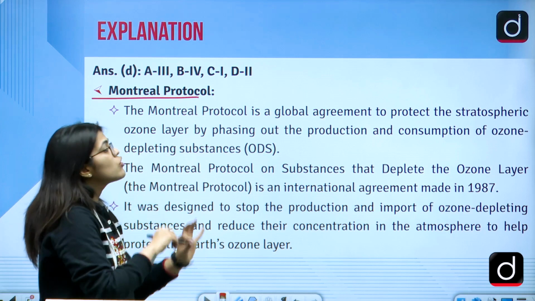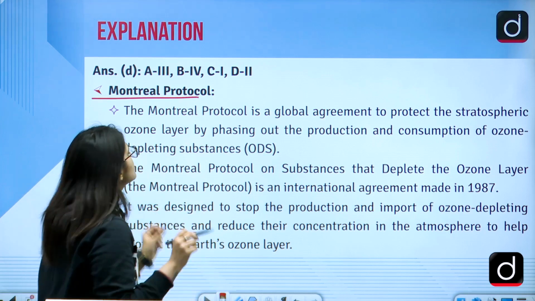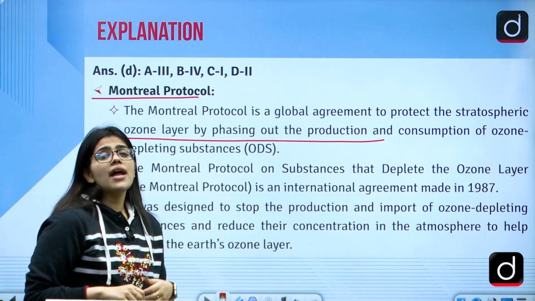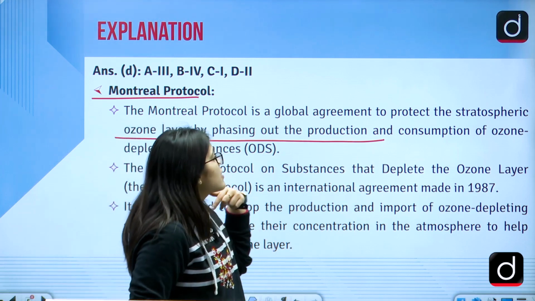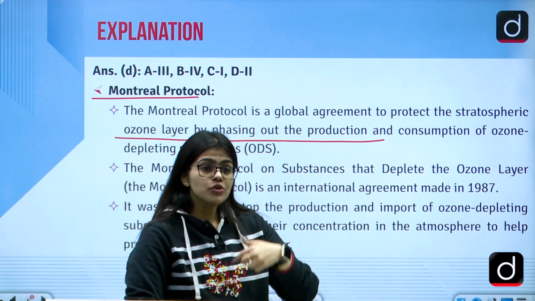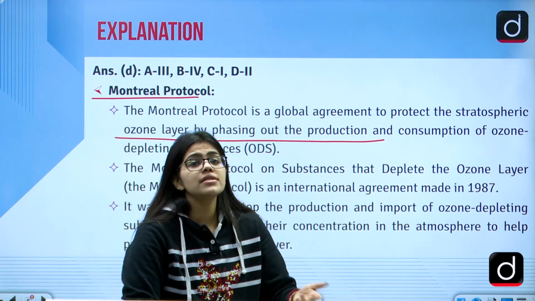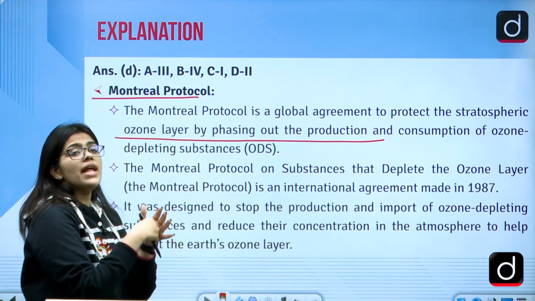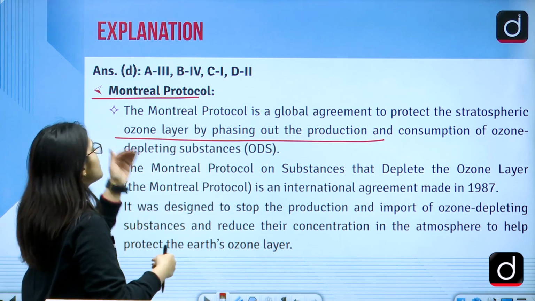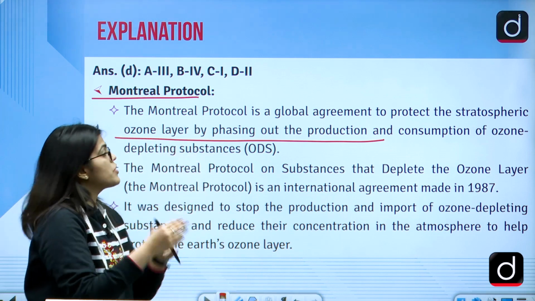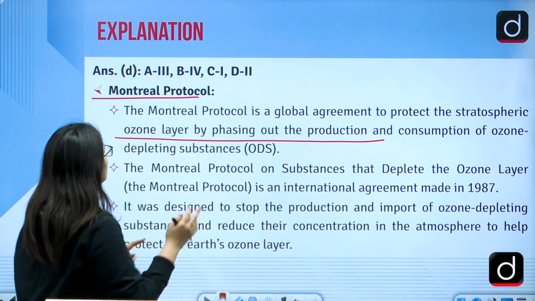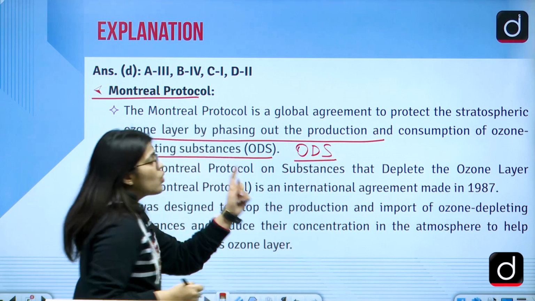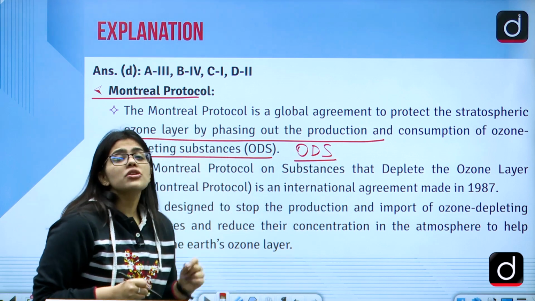The Montreal Protocol is a global agreement to protect the stratospheric ozone layer. There are some products whose consumption and usage can cause the depletion of the ozone layer. So the Montreal Protocol is a global agreement to protect the stratospheric ozone layer by phasing out the production and consumption of ozone depleting substances. So ODS, ozone depleting substances, should be reduced.